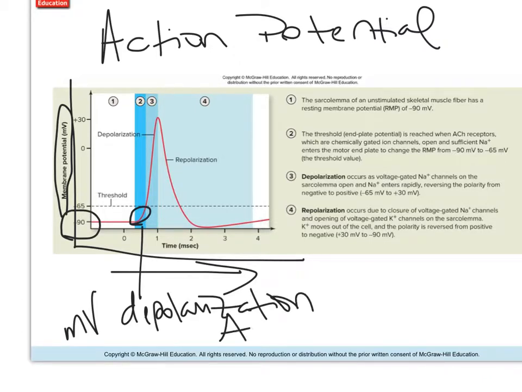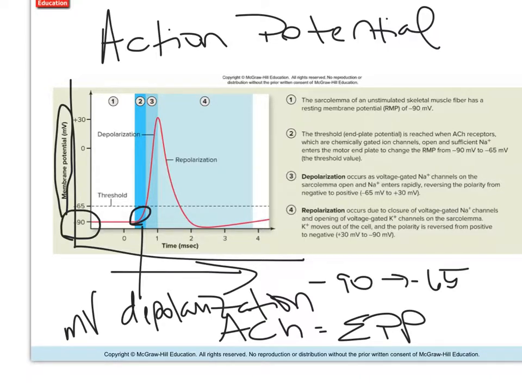And with the skeletal muscle, that depolarization is due to acetylcholine, and that depolarization is actually your end plate potential. That end plate potential causes the change from minus 90 to minus 65. And when it does that, that minus 65 is a threshold. Everything past the threshold, this whole event, this rise, depolarization, repolarization that goes a little bit past, that whole event is your action potential.